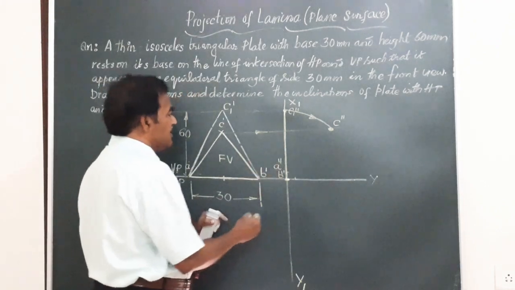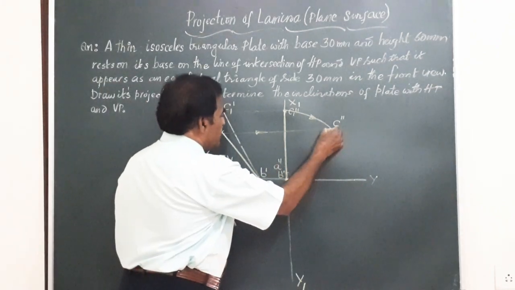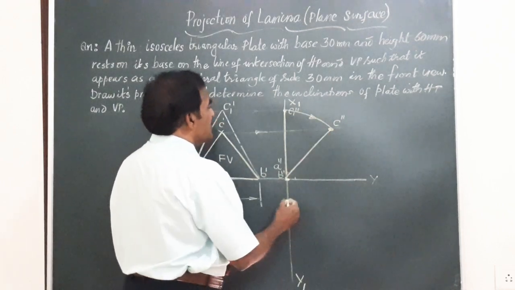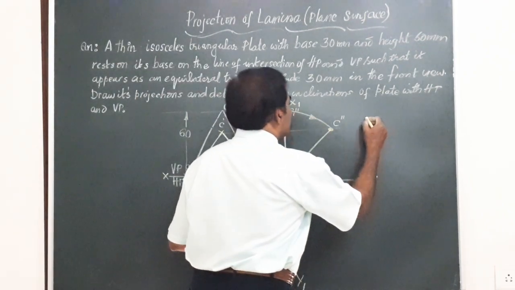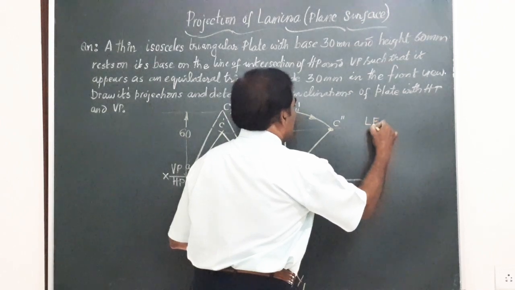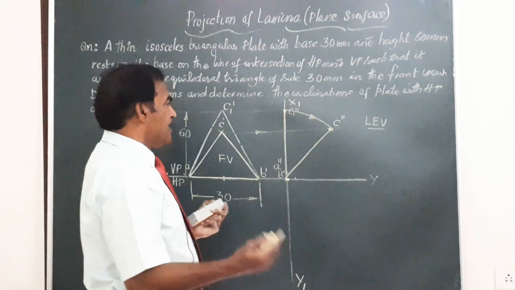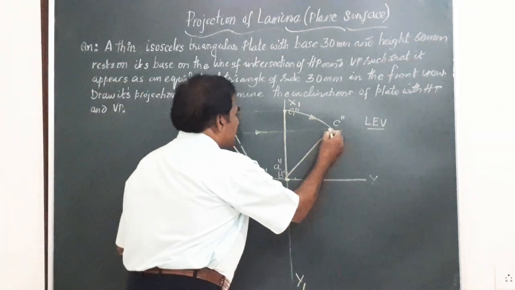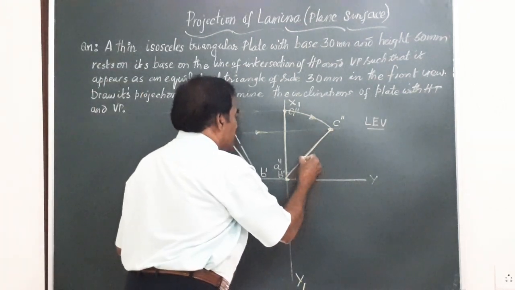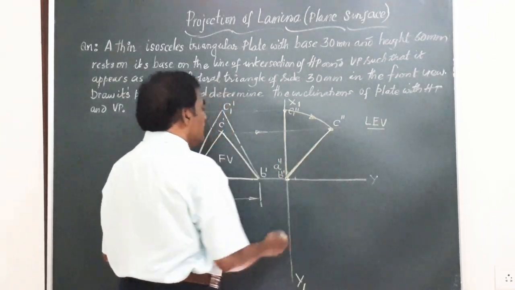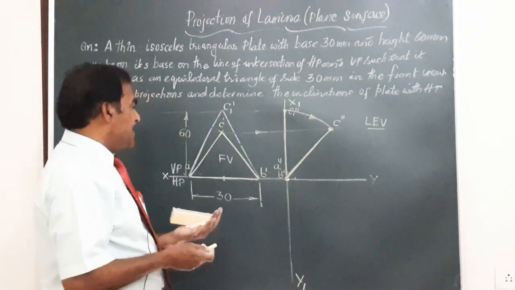So if you join C double dash to A double dash, B double dash, you are going to get the final end view. I will say this figure as LEV. LEV means left end view or left profile view or left side view, that is represented by this line. So this is the final front view, final end view. I want to get the final top view.